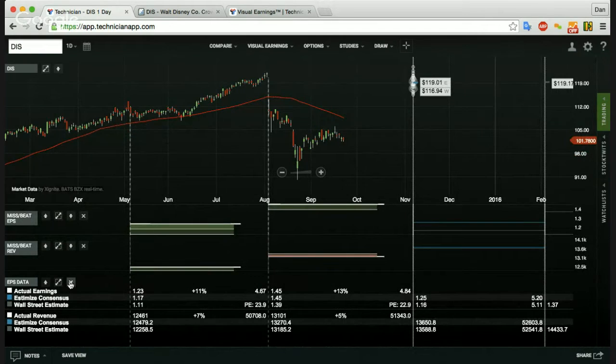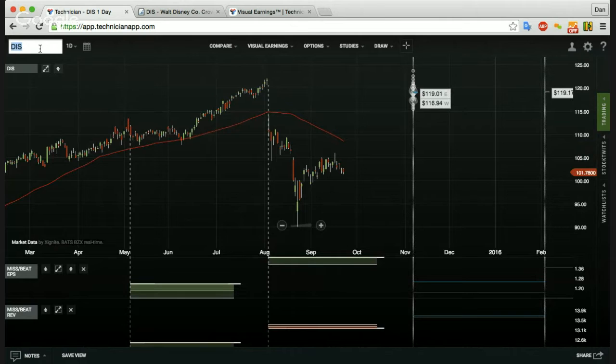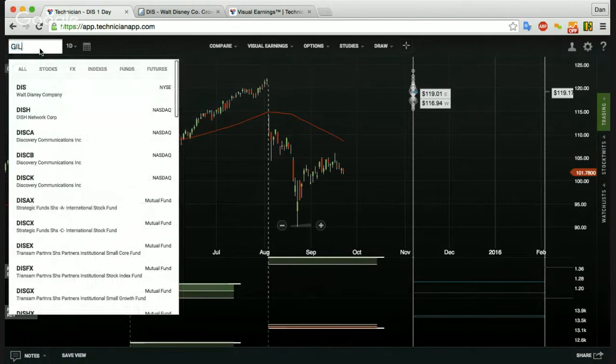The other one on the, Dan, what was the other stock that we wanted to take a look at? Gilead, I think. Yeah, Gilead.